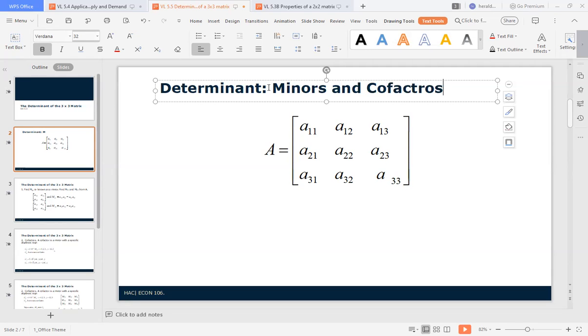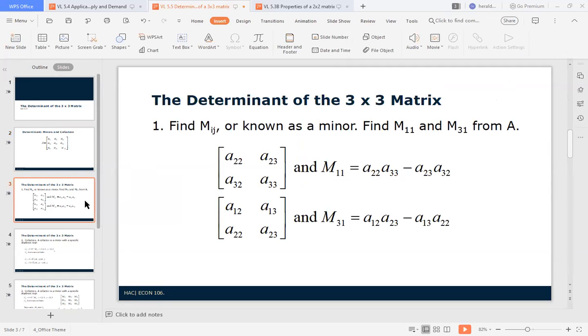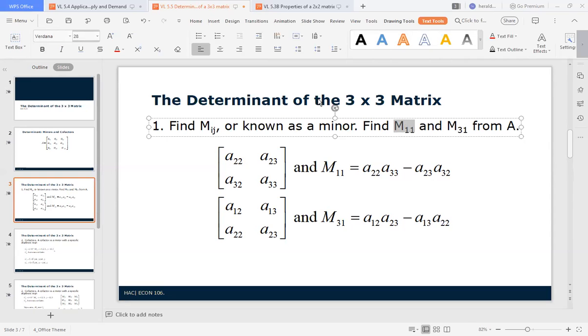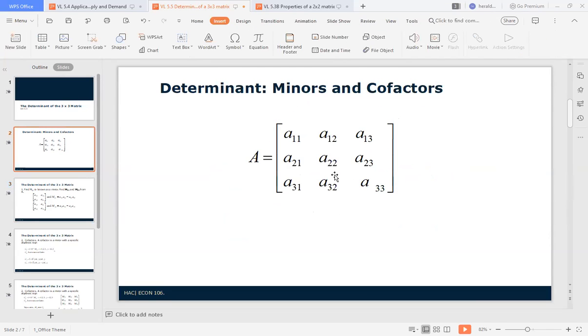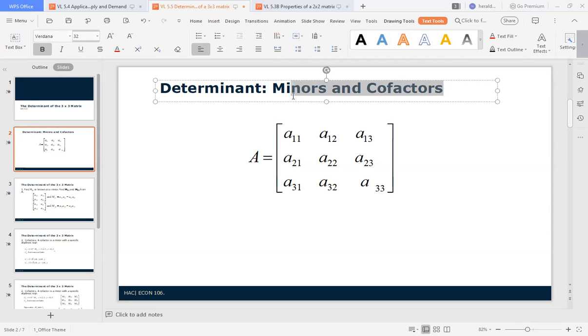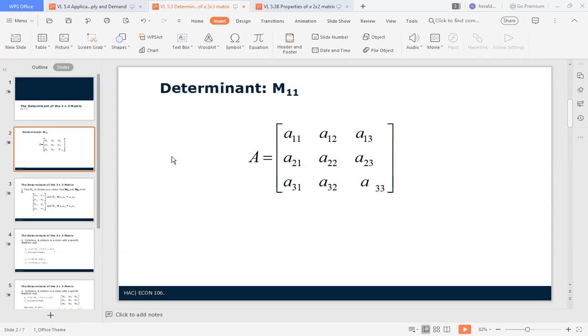Okay, so what's the importance of these two? When you have a minor, class, it is just Mij. Okay, so let's first look for M11 and also let's look for M31. So in this case, going back to the coefficients, let's solve for M11 here. Okay, how do we solve for M11?